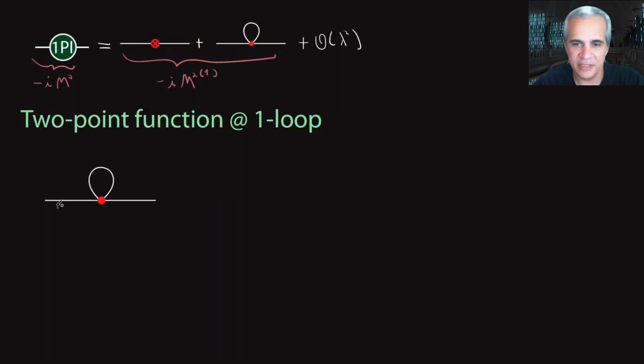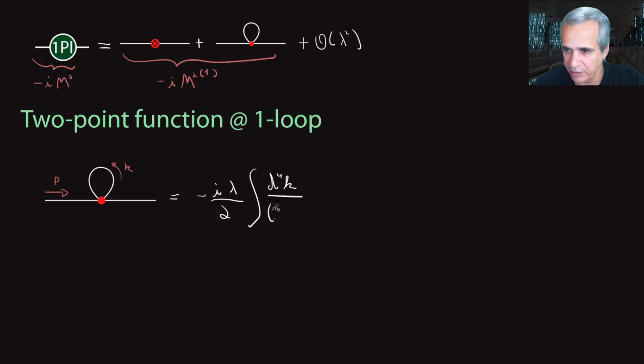To start this calculation, I'll define momenta here. So I have a total momenta going, which I'll call P. And of course I have to define some momenta running around the loop, and I call this one K. Then the Feynman rules for lambda phi 4 tell me that this diagram is given by minus i lambda, the rule for the vertex. There's a symmetry factor of 2 because of this loop. I have to integrate over the momenta running on the loop. That gives me this d4k over 2 pi to the 4th.